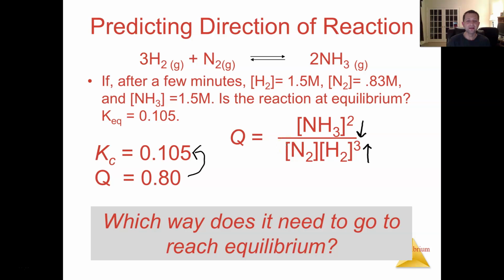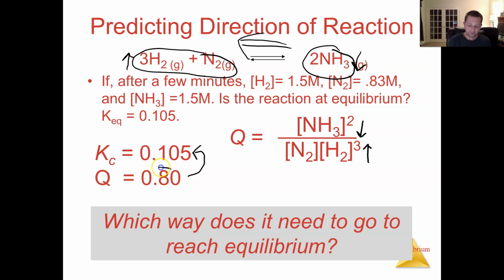So what does that mean then? If I need to make my numerator smaller, my numerator are my products, so I need to decrease the product that I have. And my denominator, which I want to make bigger, I need to increase my reactants. So what way does the reaction need to go to reach equilibrium? If I need to decrease the concentration of product and increase the concentration of reactant, my reaction needs to proceed to the left. I need to go in the reverse direction to reach equilibrium.